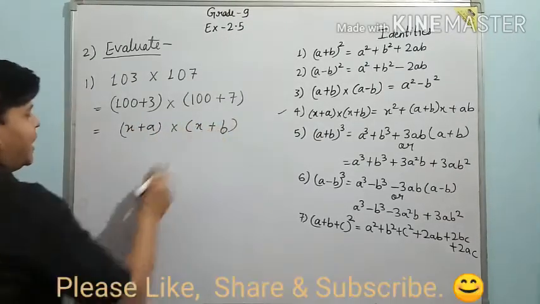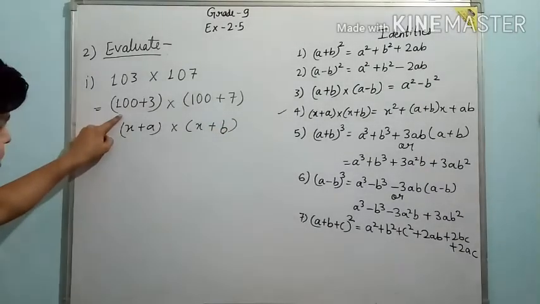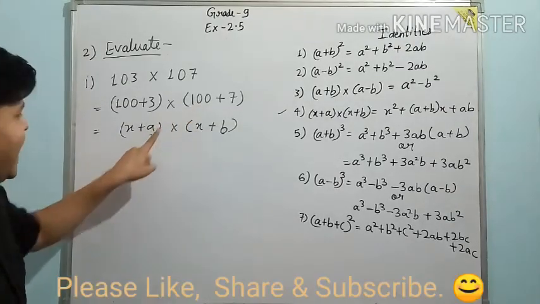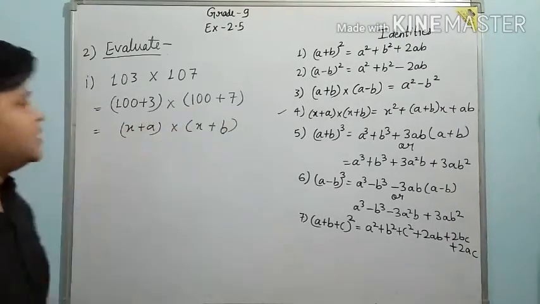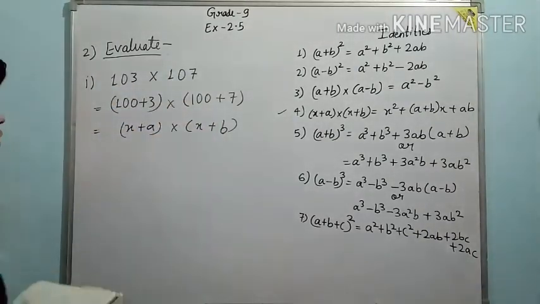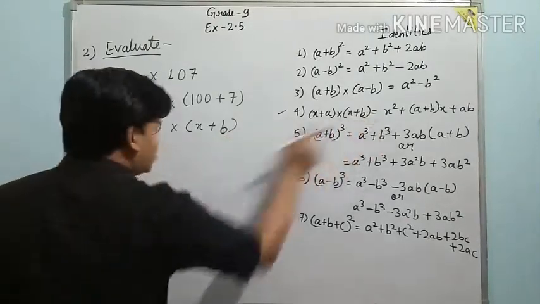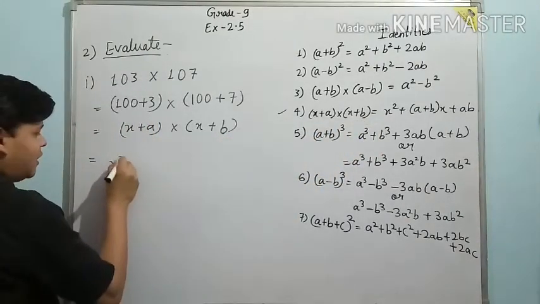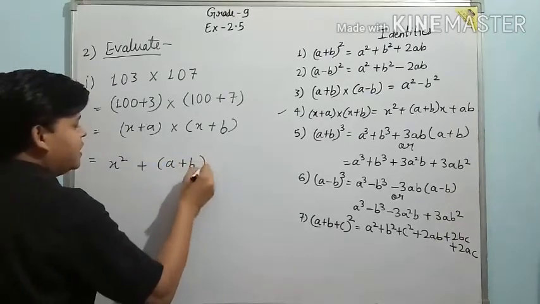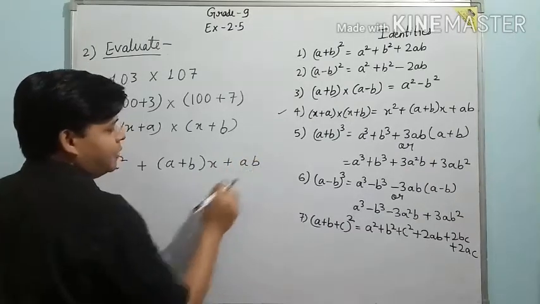Now you can compare and you can see that in place of x what is given to us, 100. Similarly, in place of x what is given to us, 100, and a is 3, b is 7, right? So you can compare vertically. So as we all know, x plus a multiply x plus b is equal to x square plus a plus b x plus ab, right?